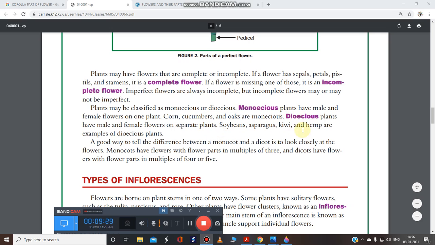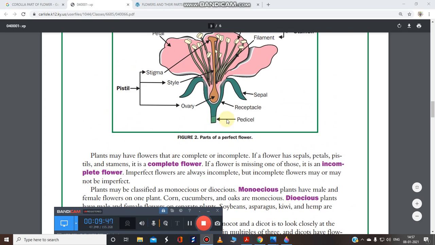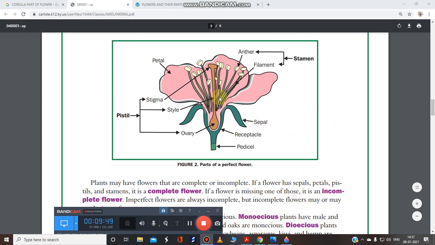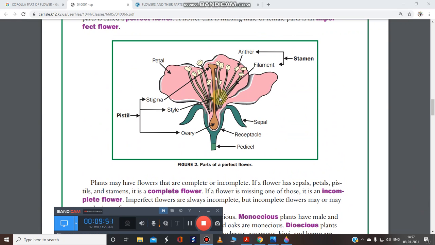Dioecious means they have separate plants, male flower on one, female flower on the other plant. Whereas monoecious have male and female flowers on one plant. Male flower and female flower on one plant is monoecious, and on two different plants is dioecious. But this is another example. On a single flower, if you have male and female parts, this is known as hermaphrodite.